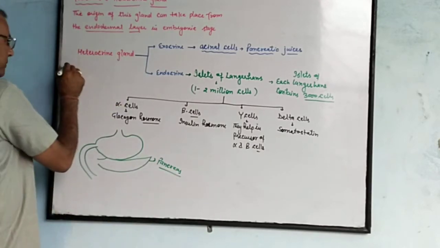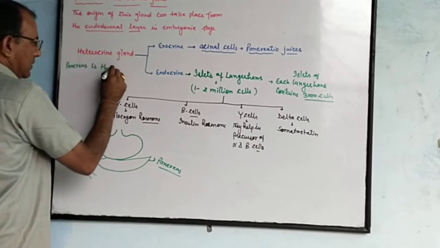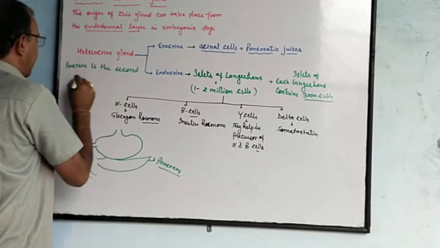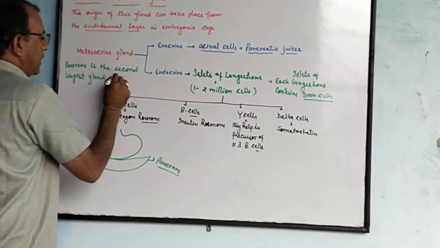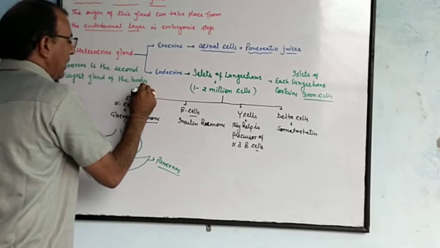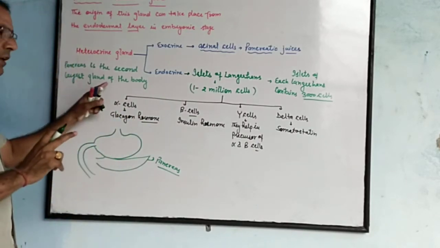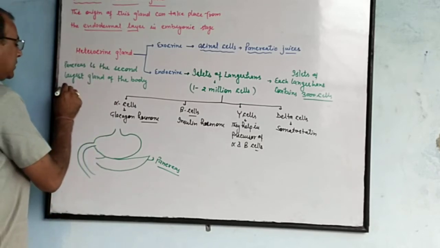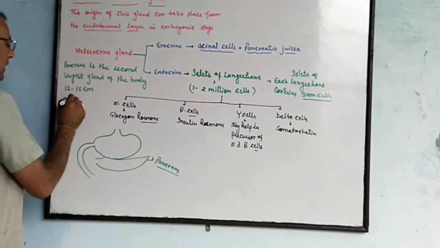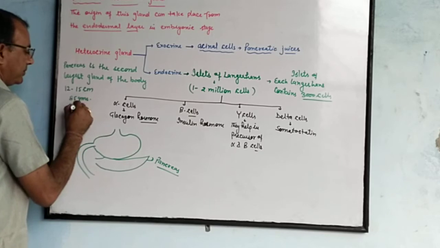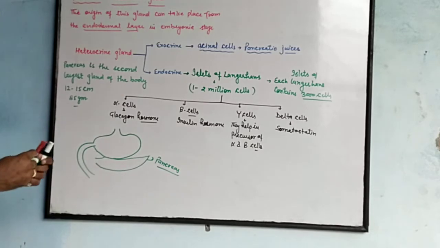Pancreas is the second largest gland of the body. The first largest gland is the liver, and the second largest gland of the body is the pancreas. Its length is nearly 12 to 15 centimeter and weight is nearly 85 grams. So pancreas is heterocrine.